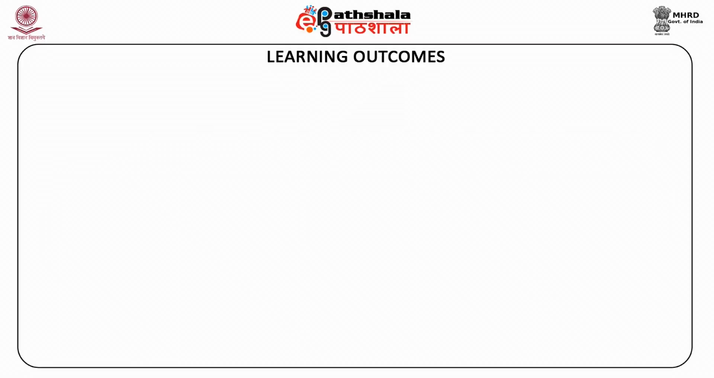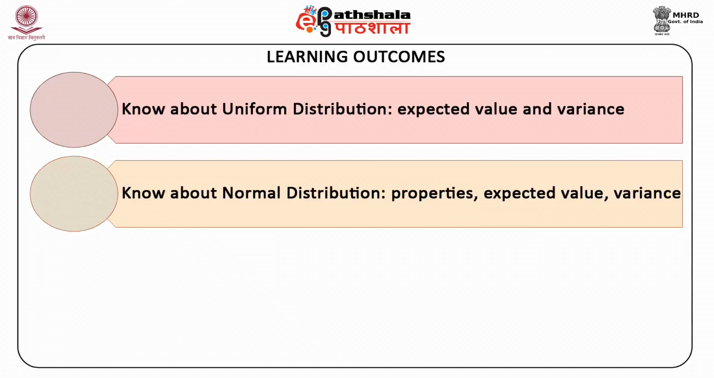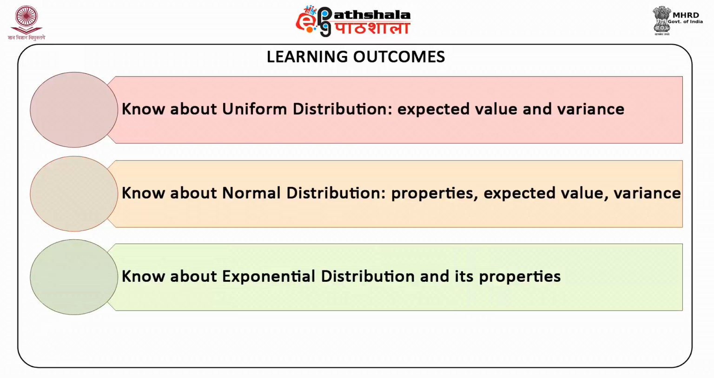After studying this module, you shall be able to know number 1 about uniform distribution, its expected value and variance. Number 2 about normal distribution, its properties, expected value, variance and how to represent normal probability distribution on bell-shaped Gaussian curve. Number 3 about exponential distribution and its properties.